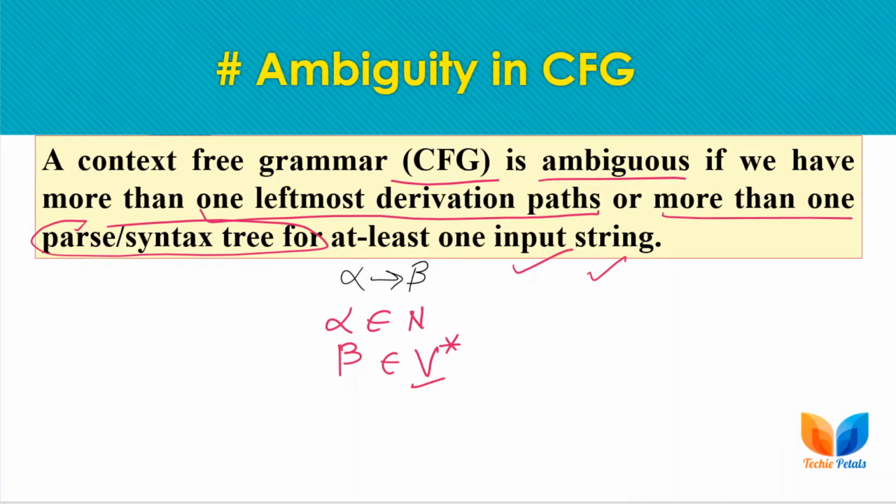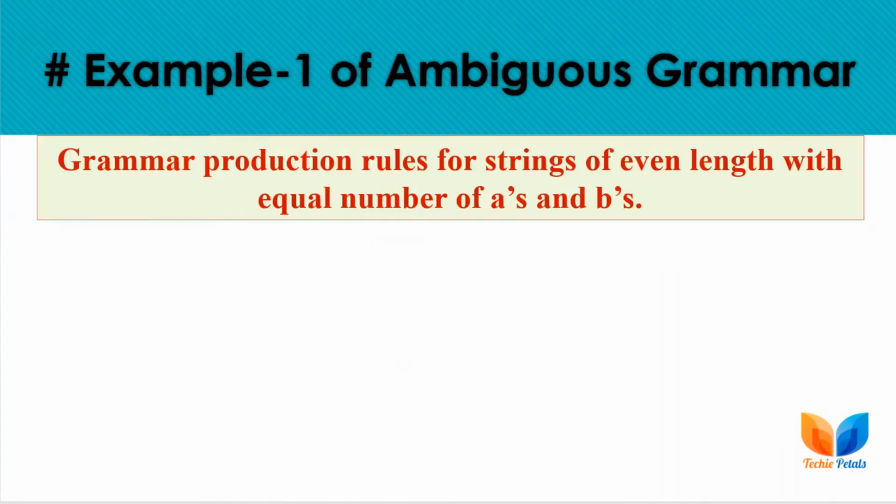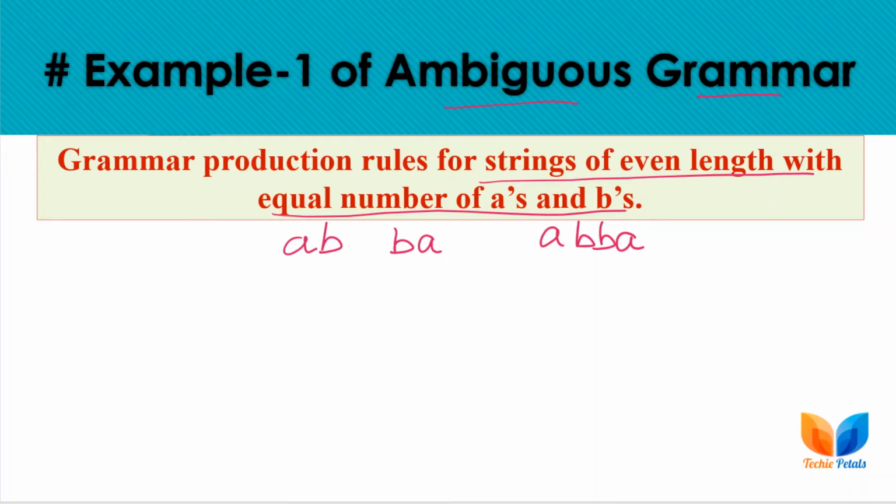So how can we check whether a grammar is ambiguous or not? Let's try these problems with examples. The first example of an ambiguous grammar: the grammar production rules for strings of even length with equal number of A's and B's. The minimum string acceptable here is null, and after that we can have AB, BA, or any combination of even length with equal number of A's and B's. This is how we define the minimum string.